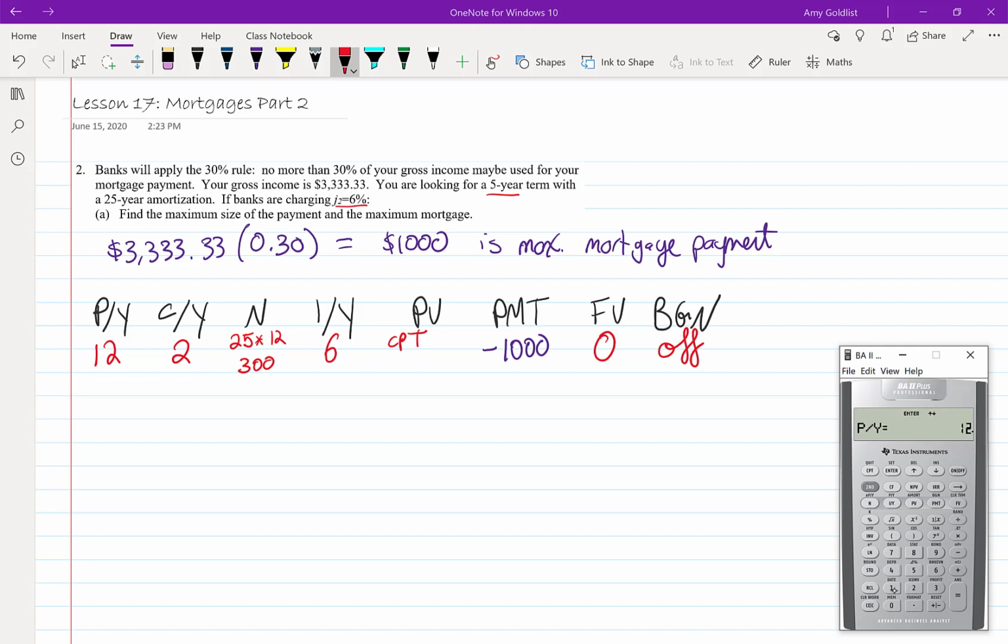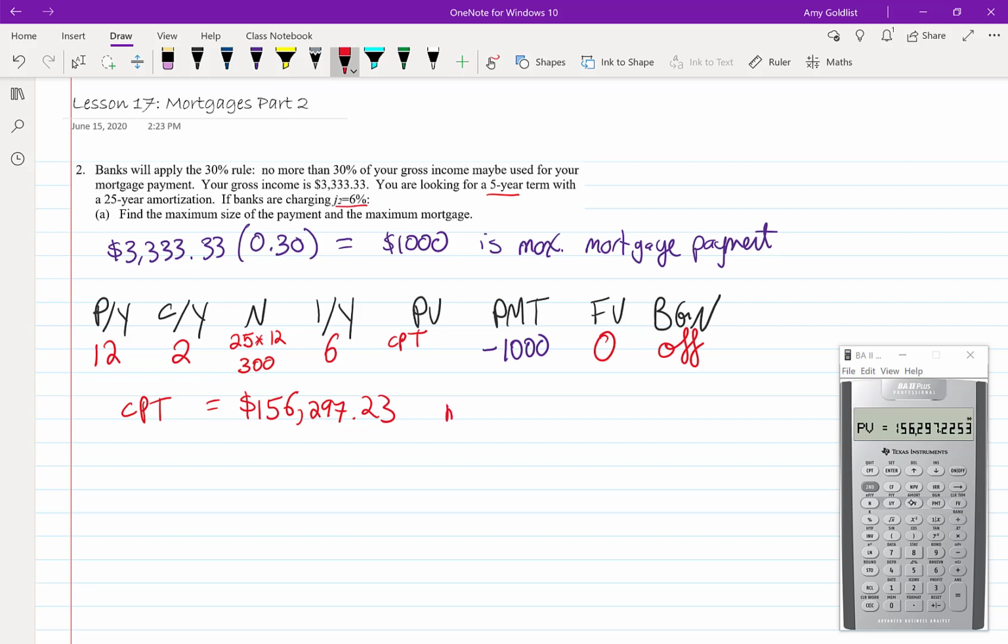So let's start with that. PY is 12 and CY is 2. Notice when I enter that, PY and CY are now different. N is 300. Our interest rate is 6. Our payment is $1,000, making that negative, and our future value is 0. So when I compute the present value, we can see that we can afford to borrow $156,297.23, which is a reasonable sized mortgage.